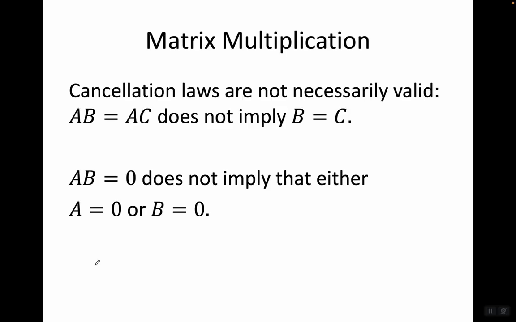Oh man, matrix multiplication has some quirks. Cancellation laws are not necessarily valid. AB equals AC does not imply that B equals C. AB equals 0 does not imply that either A equals 0 or B equals 0. Strange stuff.